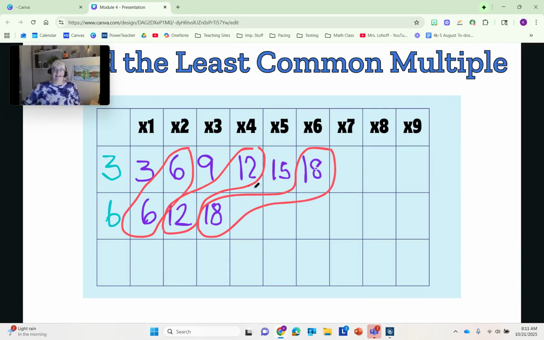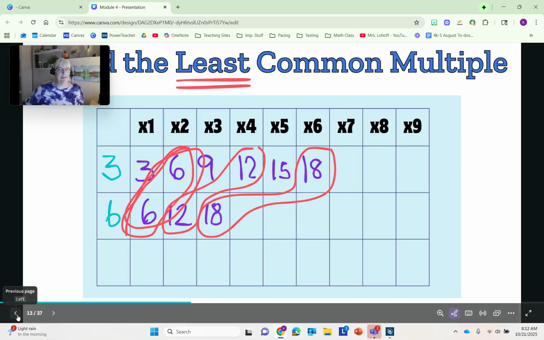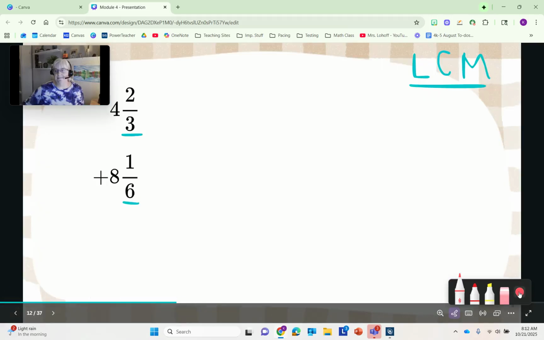The fact is, every multiplication fact of 6 will also appear in the multiplication facts for 3. But remember, we have to find the one that is the least, or the smallest. So the ones they have in common are 6, 12, and 18. The common multiple that is the least is 6. So that's what we're going to use in rebuilding our fractions. So our least common multiple is 6.